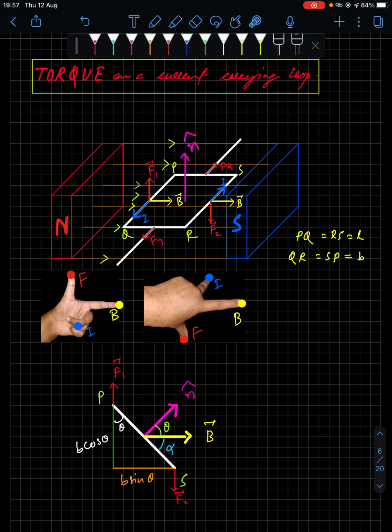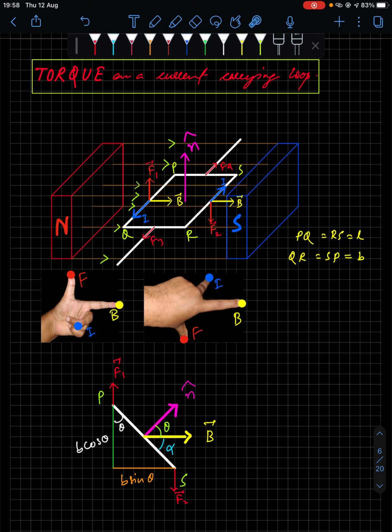Hello everyone. So this is the last lecture on this chapter, moving charge and magnetism. Today we will see torque on a current carrying loop when it is in a magnetic field, then a current loop as a magnetic dipole, then we will see galvanometer and conversion of galvanometer into ammeter and voltmeter.